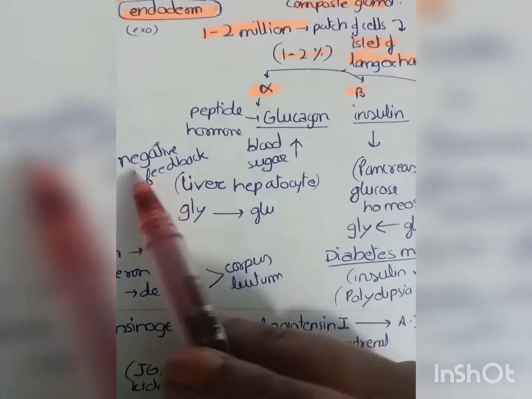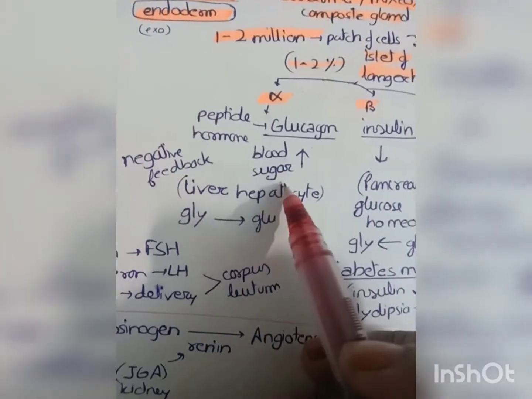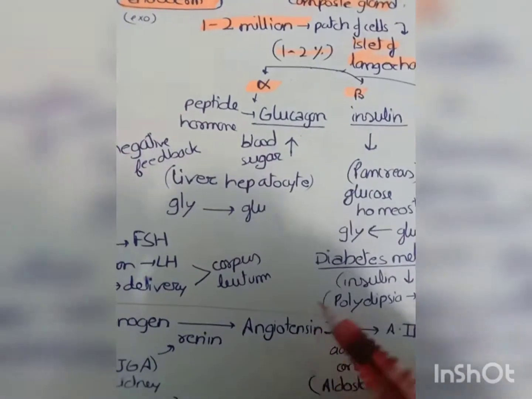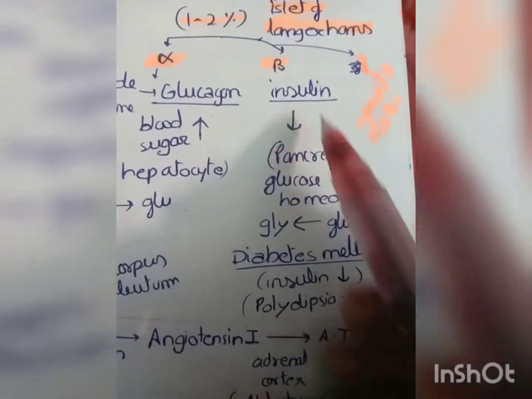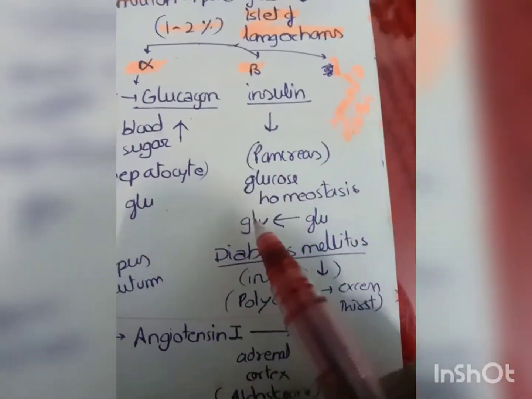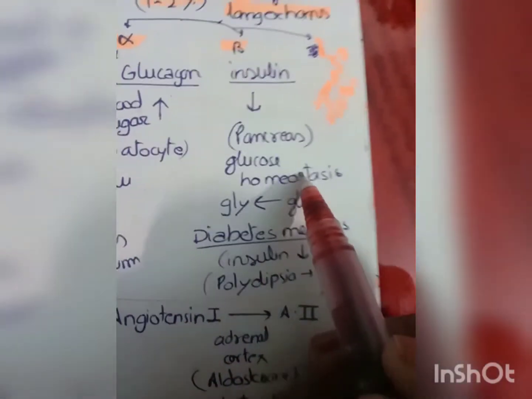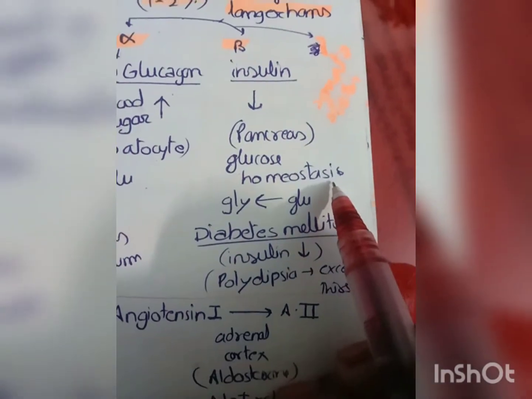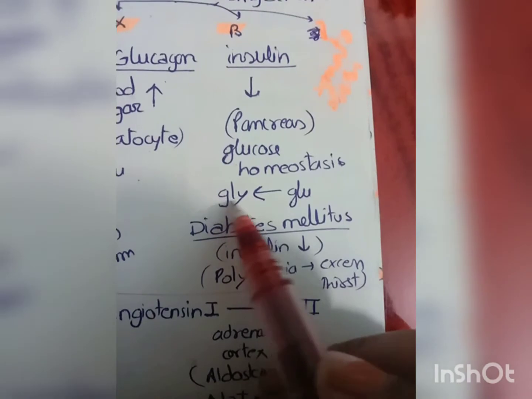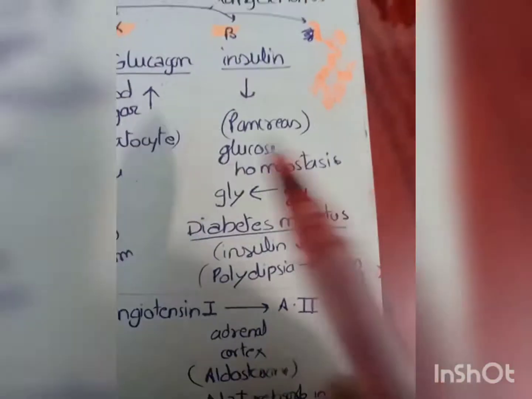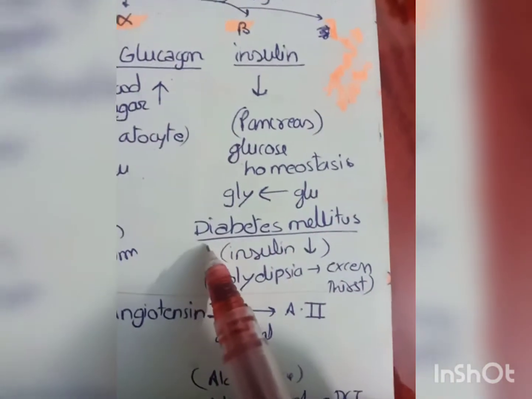Hence it is known as negative feedback, because we do not need much sugar in the blood. We need that there should be less amount of sugar in our blood. Hence this is known as negative feedback. Now about insulin, it is secreted by the pancreas, and it is responsible for glucose homeostasis. What does it mean? It converts glucose into glycogen, hence it decreases the blood sugar level.